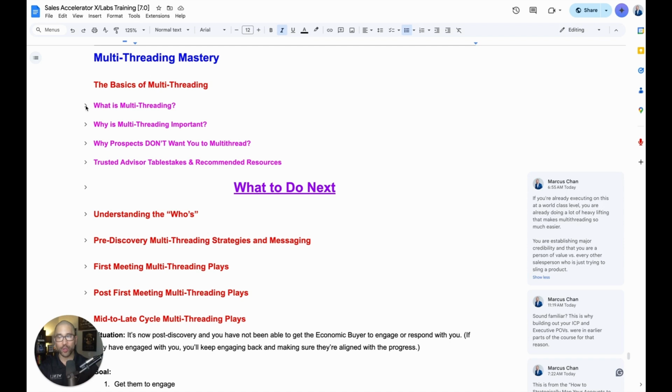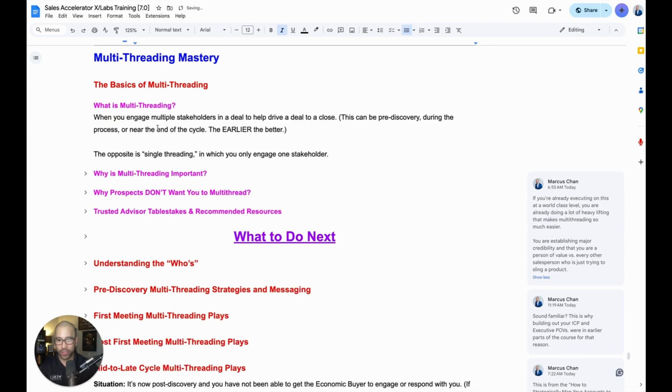So first off, if you're not sure what multi-threading is, let's talk about exactly what it is. This is when you engage multiple stakeholders in a deal to help drive a deal to a close. Now this can be from pre-discovery for our very first meeting, during the process, or even near the end of the cycle.